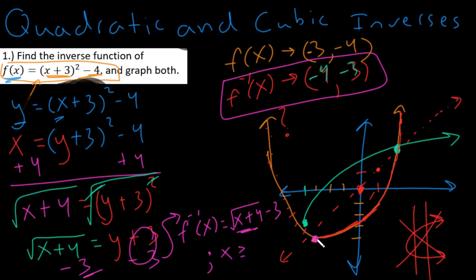And since the x value of this vertex is negative 4, we say when x is greater than or equal to negative 4. Alright, well, let's move on to our second and much faster example.